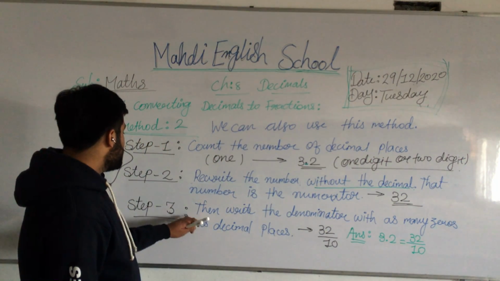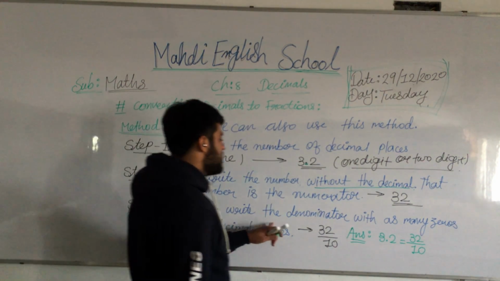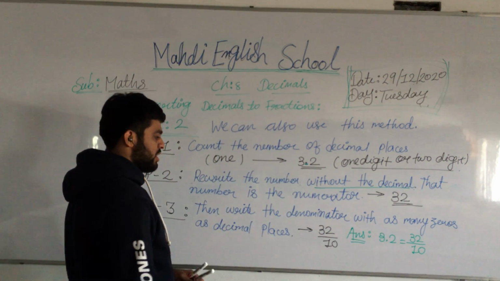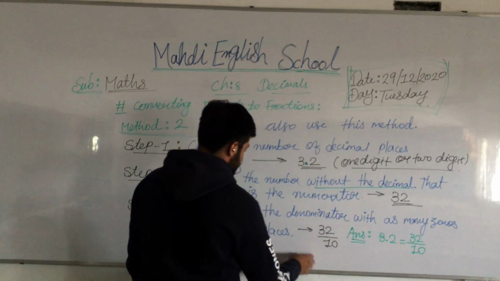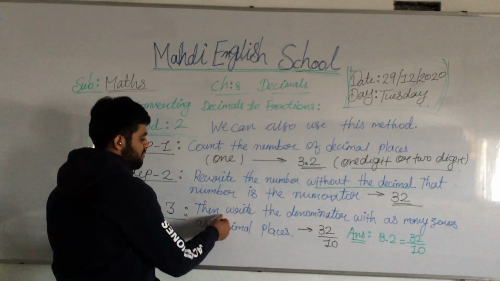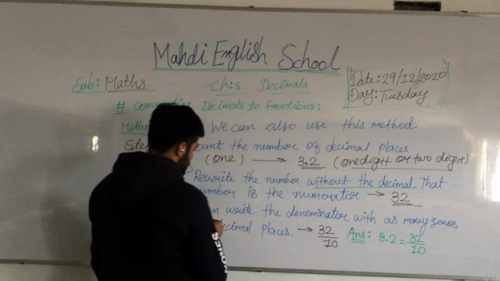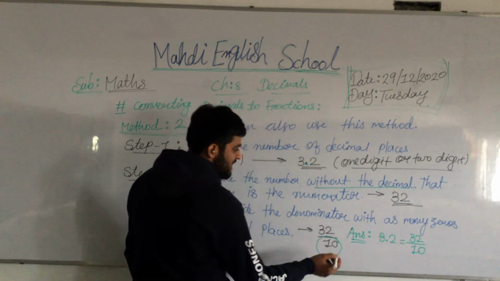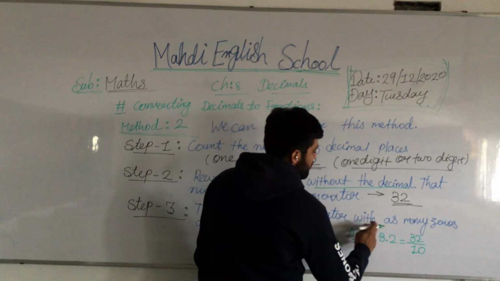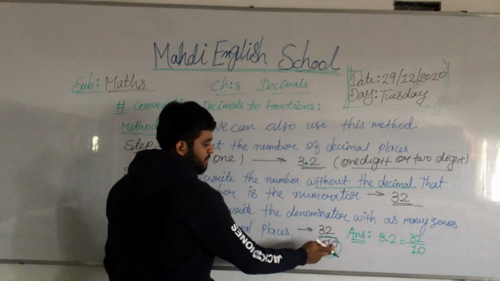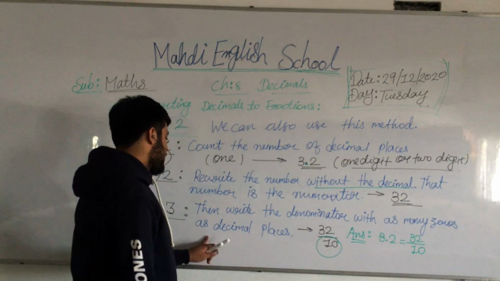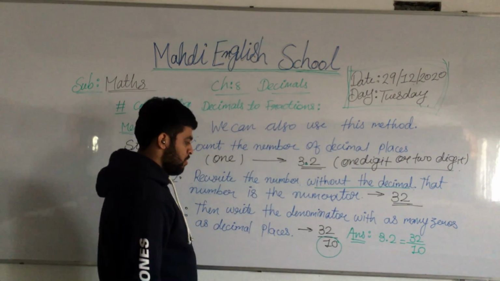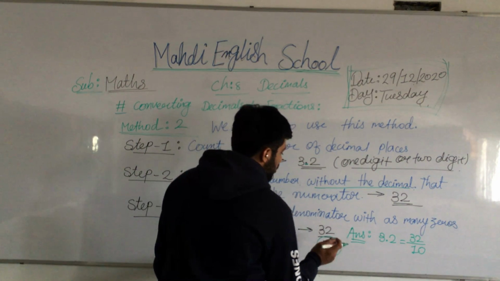Then step number 3, write the denominator with as many zeros as the decimal places. So we write it like that. What is the denominator? It is 10. The denominator is 1 with as many zeros as the decimal places. Here, 1 decimal place, so 1 zero. So it is 32 upon 10.